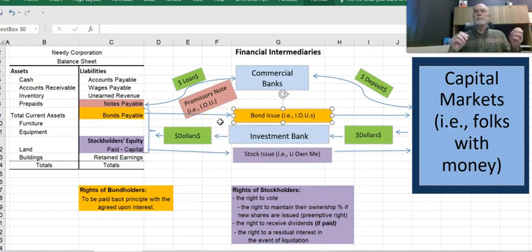Now, when you issue bonds, you're also issuing an IOU, but instead of issuing one IOU like you would to the bank, you're basically issuing a stack of IOUs. So for example, let's say you wanted to borrow $400,000. Well, every bond would typically have a face value of $1,000. So you really have a stack of 400 $1,000 bonds.